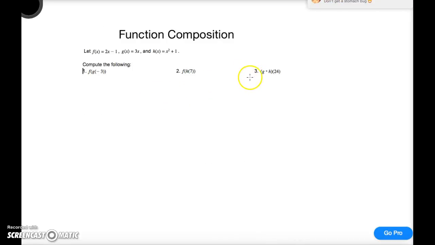Example 3 has a little different notation. So it has this little circle here, okay? And all that really means is g composed with h, which is the same as us saying g of h of 24, okay? So again, we're working with what's closest to the number.